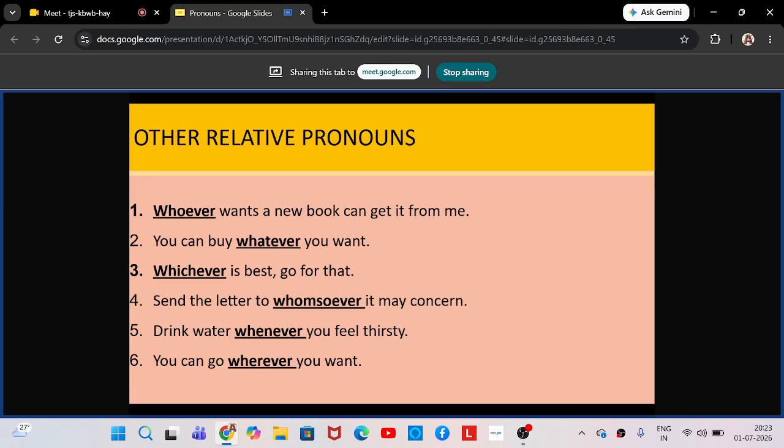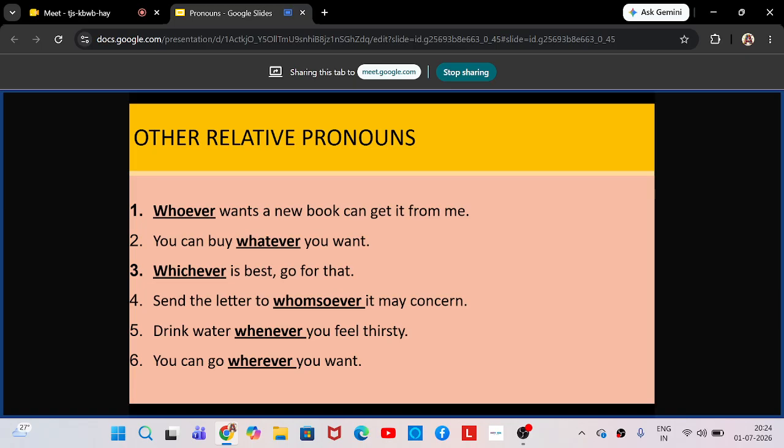Okay. Next, Shabna, you can read the fourth one. Send the letter to whomsoever it may concern. Concern. That is how you read it. Okay. So whomsoever, if we split it like that it sounds good. Or you can quickly read it as whomsoever. So send the letter to whomsoever it may concern.